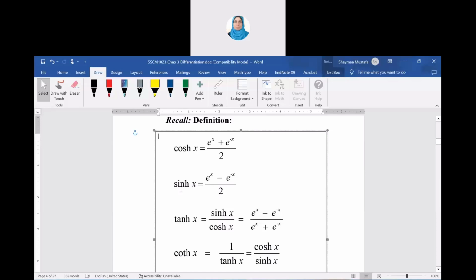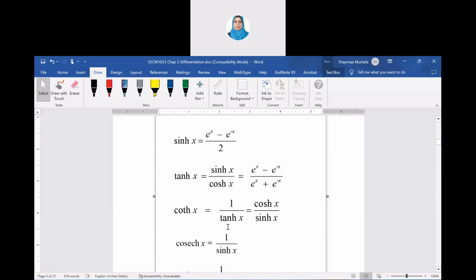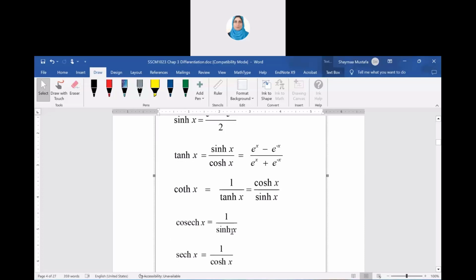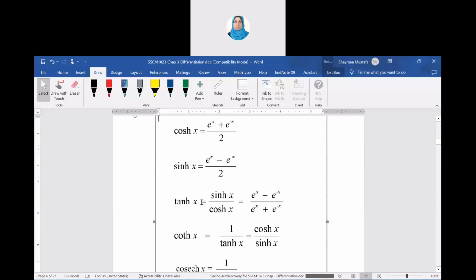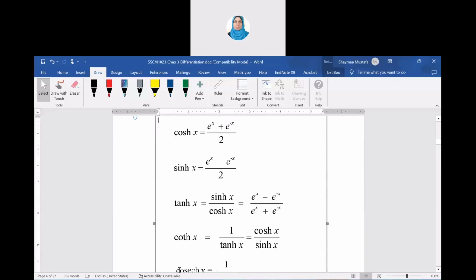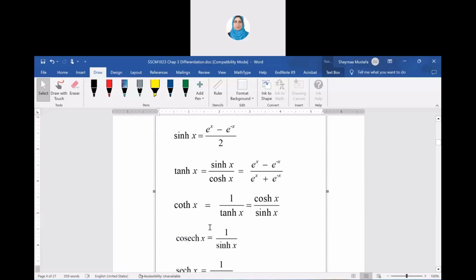Now for tanh, we just defined sinh over cosh. For coth, it is 1 over tanh, so it will be e^x plus e^(-x) over e^x minus e^(-x). Cosech is 1 over sinh, sech is 1 over cosh. These are the definitions that we learned in chapter 2. So to find the derivative for these functions, I will use these definitions.